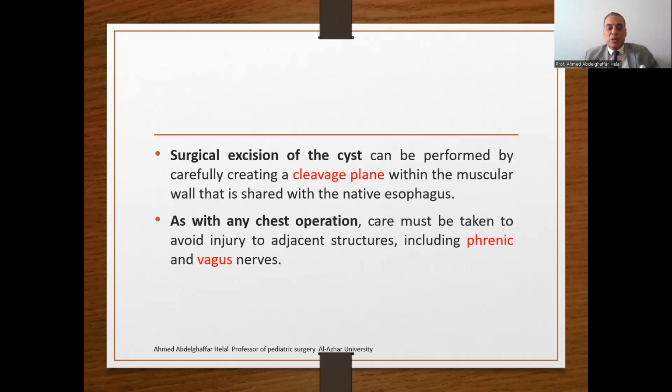The surgical excision of the cyst can be performed by creating a cleavage plane within the muscular wall that is shared with the native esophagus. As with any chest operation, care should be taken to avoid injury to the adjacent structures, including the phrenic and the vagus nerve. It's very important to take care not to injure these important nerves.